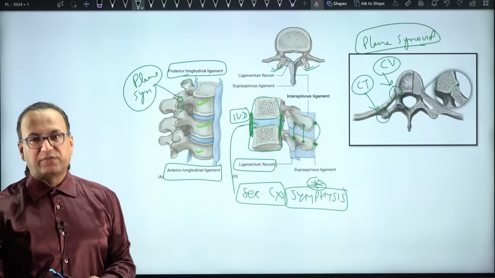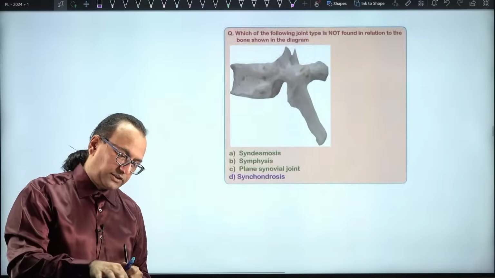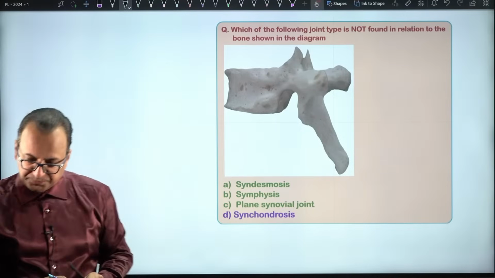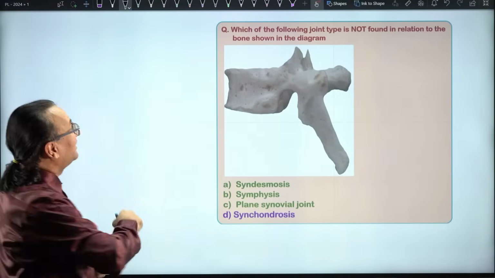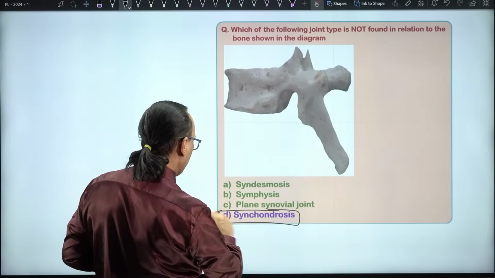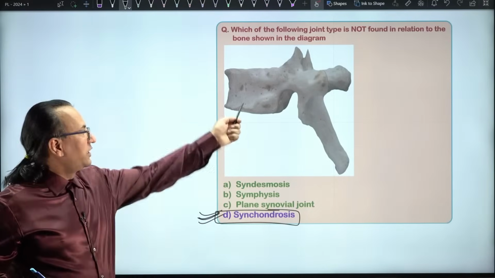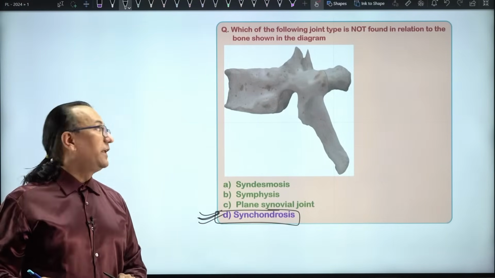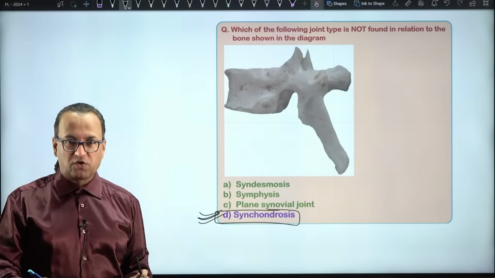So, what is left now? And that will be your answer. In this question, the examiner wanted you to mark your answer. It is appearing that they do not have synchondrosis, or what is called a primary cartilaginous joint. This vertebra is not having any primary cartilaginous joint. It has a secondary cartilaginous joint, it has plain synovial joints and it has syndesmosis, but it does not have synchondrosis.